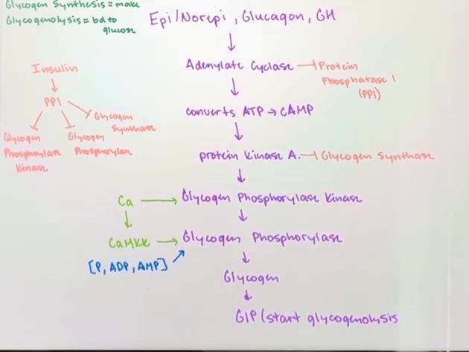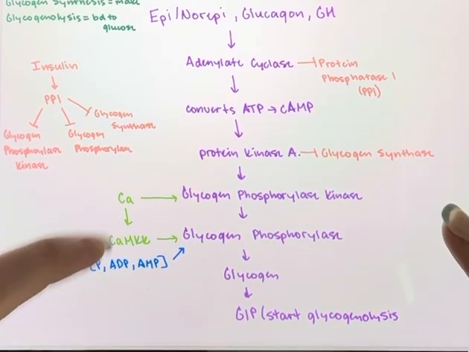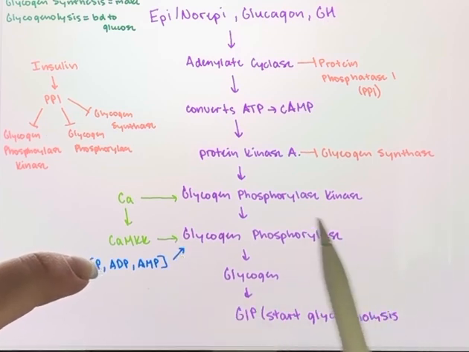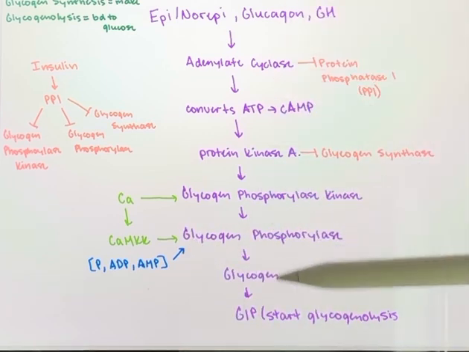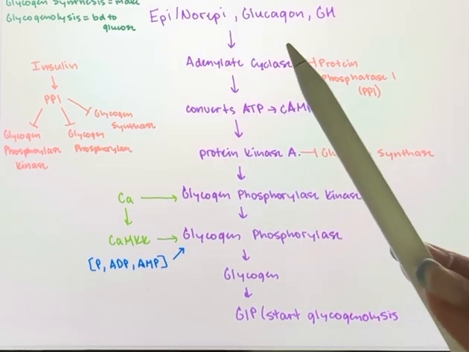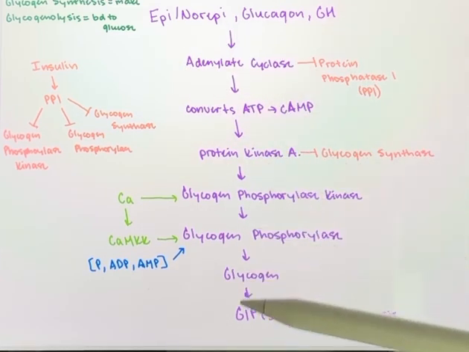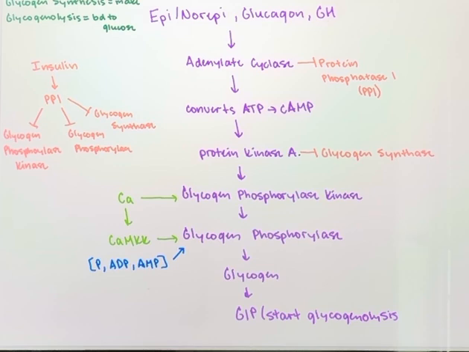And in addition to that, when calcium's released, that activates glycogen phosphorylase kinase even more, and with calcium, that activates CAMKK, which activates glycogen phosphorylase and glycogenolysis even more, as well as this concentration of phosphate, ADP, and AMP also activates glycogen phosphorylase. So this glycogen phosphorylase is receiving 4 times the signal to increase glycogenolysis, which is good because when these hormones are released, again, we're exercising and we want this glycogen to be broken down and eventually converted to glucose to help with glycolysis in the muscles.